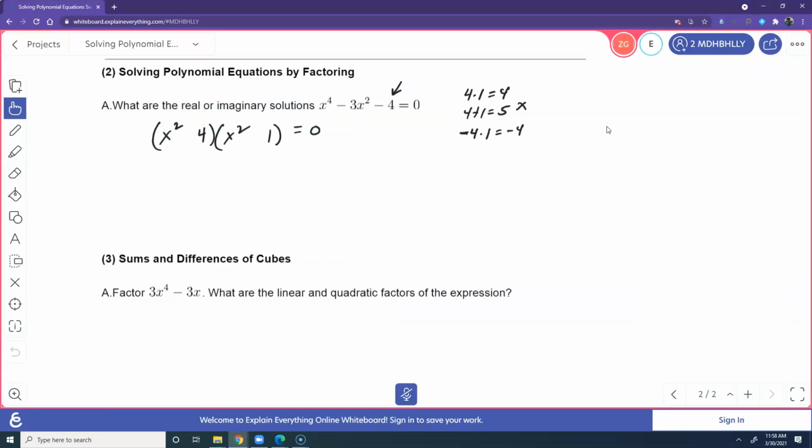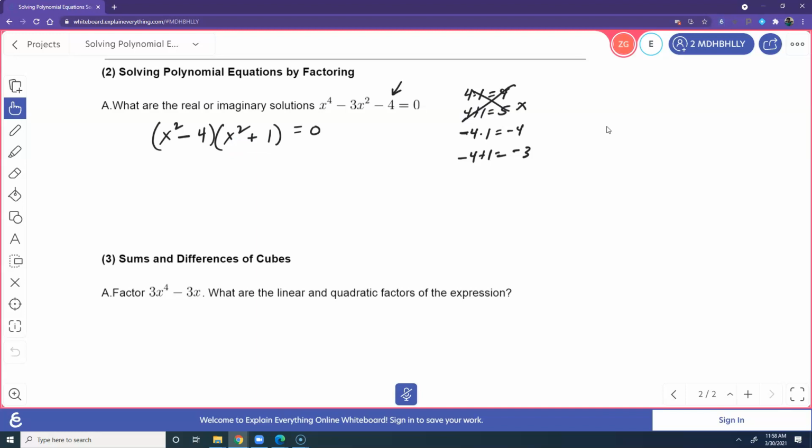We have 4 times 1 gives you 4, and then 4 plus 1 gives you 5, so these two are not going to work. We have negative 4 times 1 gives us negative 4, and we know that negative 4 plus 1 gives you negative 3. So we have x squared minus 4, and we have x squared plus 1.